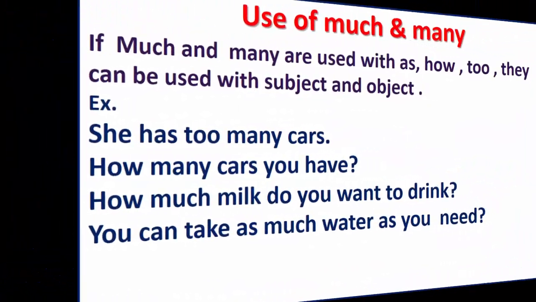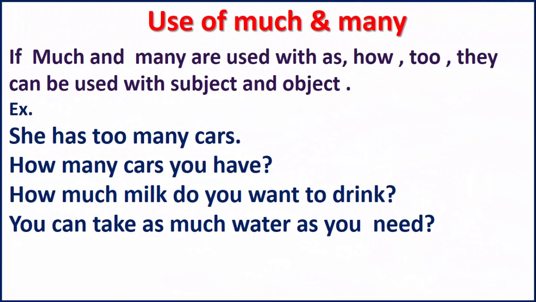Now let's see another rule. If much and many are used with as, how and too, they can be used with subject and object. Look at the examples. She has too many cars. Second, how many cars do you have? And third, how much milk do you want to drink? And fourth, you can take as much water as you need.